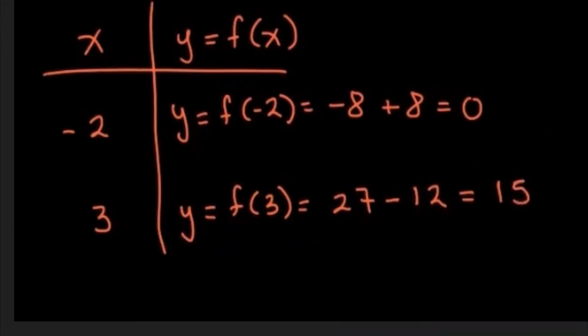Now, when x is equal to 3, we do the same as with minus 2, only that in this case, x will be equal to 3. Then we have the following equation. 3 to the third power minus 4 times 3, which is equal to 27 minus 12, which is equal to 15.